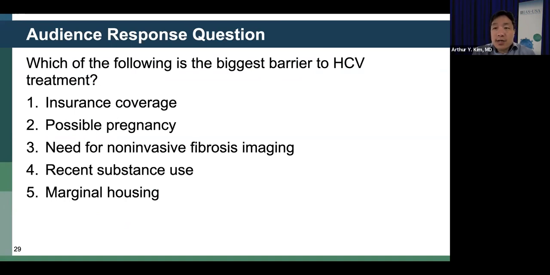Is it insurance coverage? Is it possible pregnancy? Is it the need for non-invasive fibrosis imaging, which has not occurred yet? Is it recent substance use? Is it marginal housing? So she isn't quite settled in where she's living at the moment, between her aunt's place, and she was living in her car before her hospitalization.